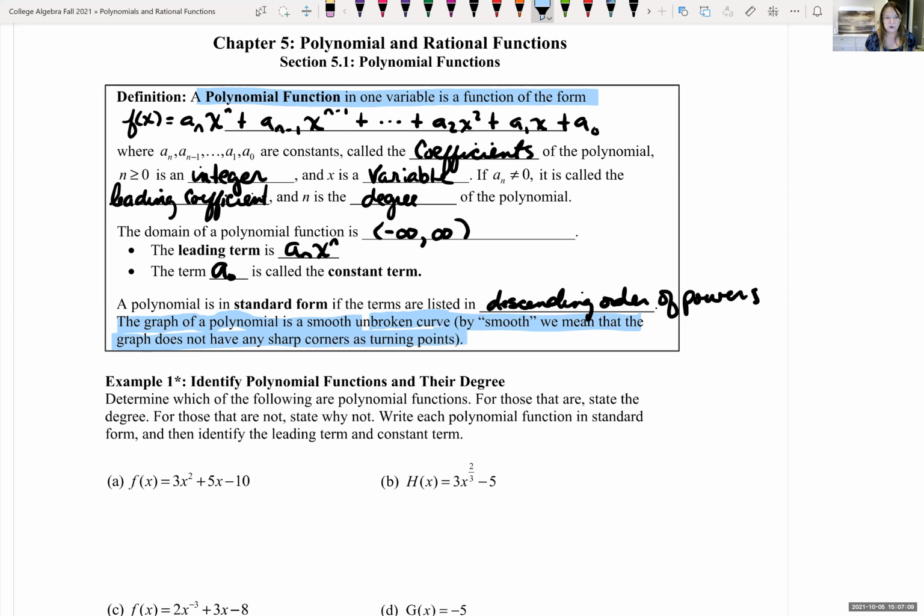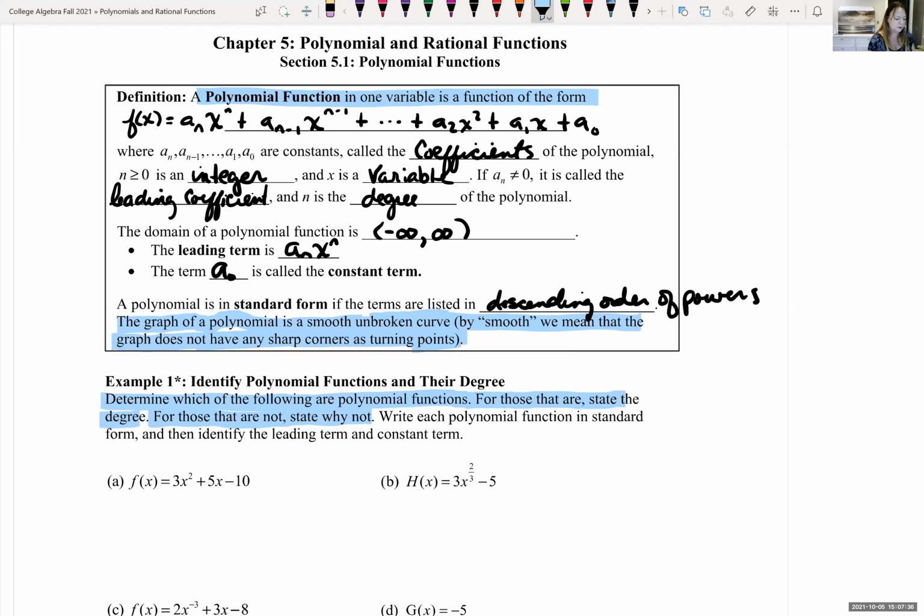Okay, so first example, we're going to have these functions in front of us, and we want to determine which of the following are polynomial functions. For those that are, state the degree, and for those that are not, state why not. Write each polynomial function in standard form, and then identify the leading term and the constant term.